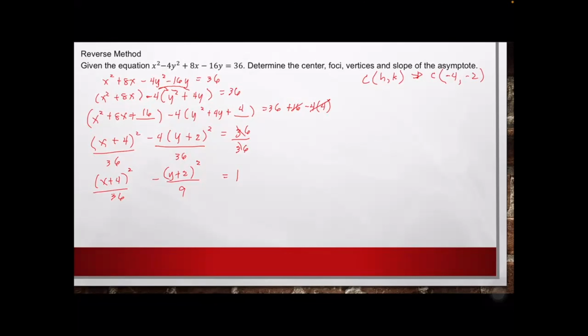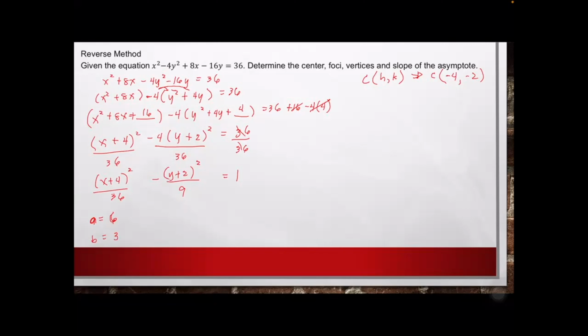Next, Miss Pablo, what is our a? 36 po. Square root of 36, 6. Tama. Next, Miss Micaela, what is our B? 3 po. Okay, 3 because the square root of 9 is 3.